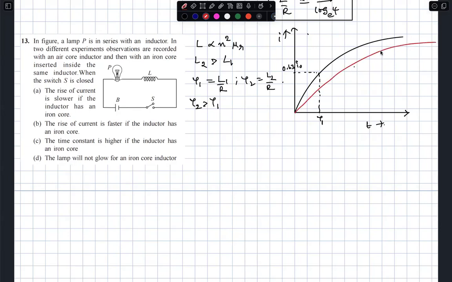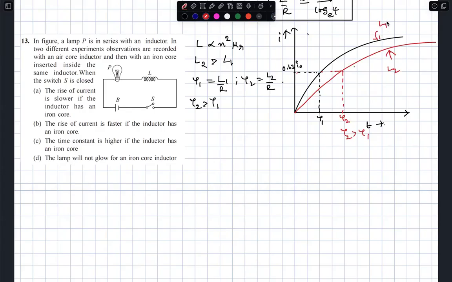that's how you will have. The other time constant is somewhere over here. But tau 2 is greater than tau 1. This is for L2 and this is for L1.